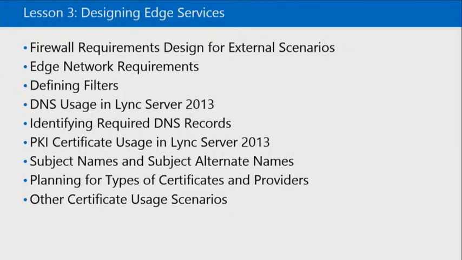knowing the external scenarios you want to support and what the firewall requirements are to make that work, right? What are the network requirements to make that work? What are the filters that we need to have? You're talking about SPIM, right? Do you need file transfer filters or additional ones? If you're a company that deals with a specific proprietary file format that you want to make sure your users don't send to other people, maybe you put that file format in the blocked file list.